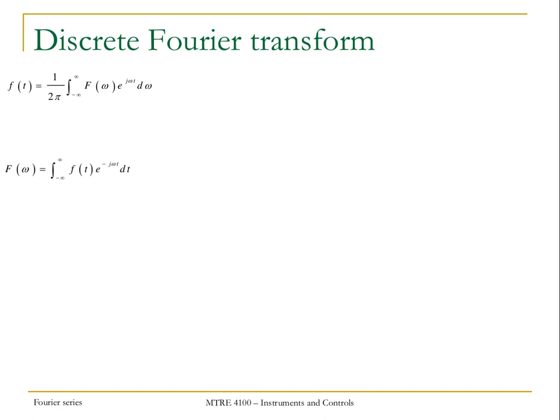But as stated earlier, whenever we take data with a digital computer, we want to work in the discrete domain instead of continuous values. Here again are the Fourier transform and the inverse Fourier transform, rewriting those in terms of f instead of omega. We have these expressions here.